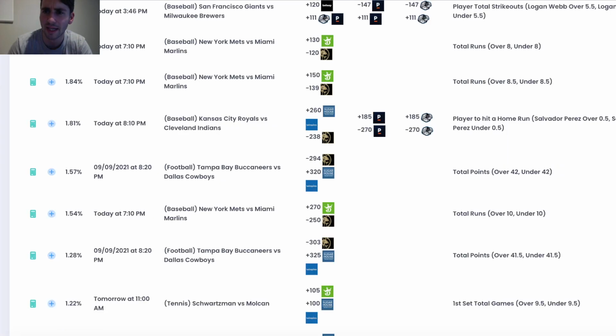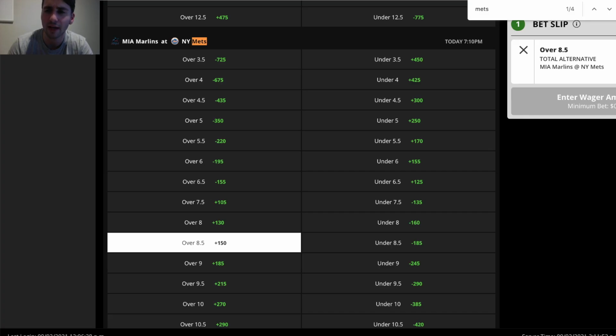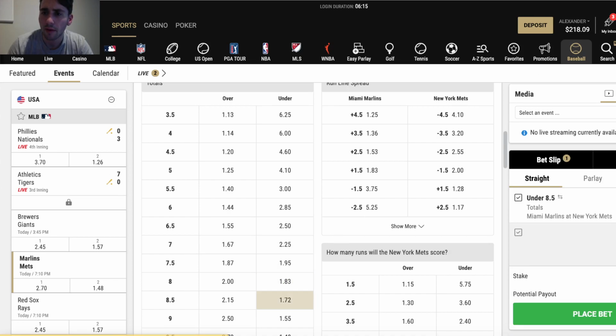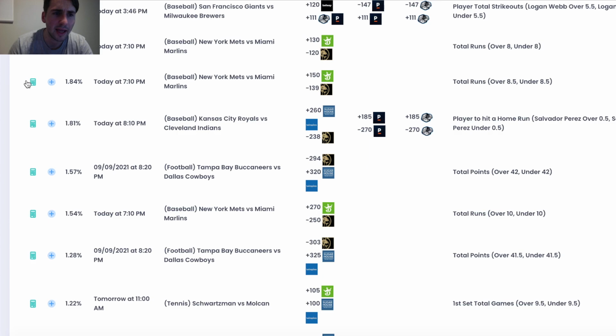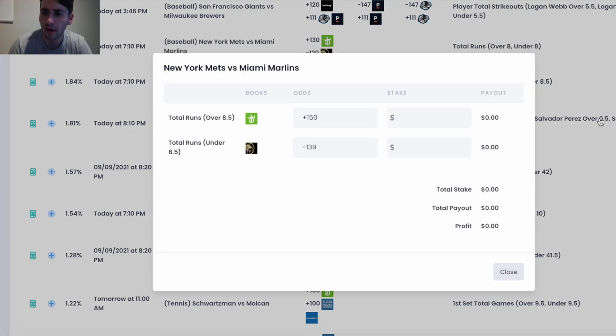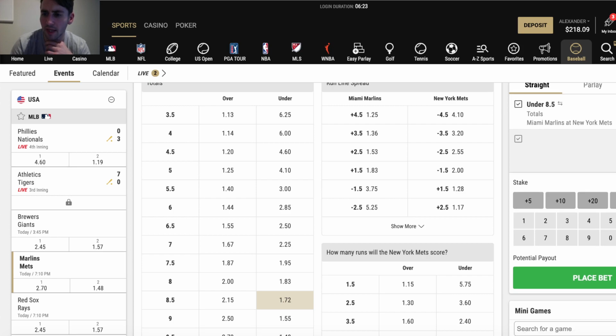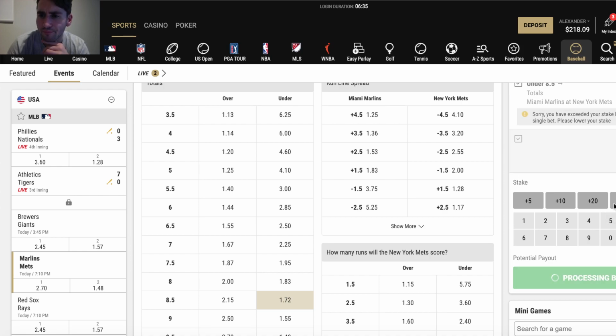So we just locked in how much in risk-free profit? I think it was like $4. So what we can do is go to the 8.5 under, and this should be minus 139 odds. So we can check that here. We can see betting 139 gives me 239, so $100 of profit and my 139 stake back if this under 8.5 hits. So I can try to place that bet.